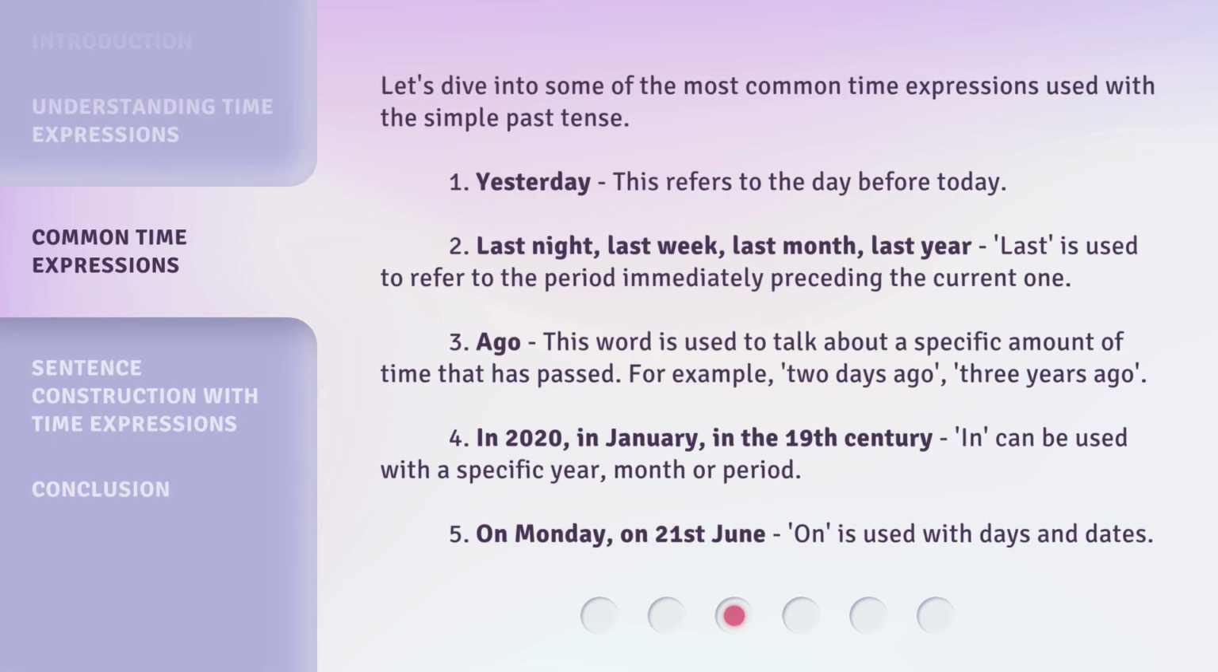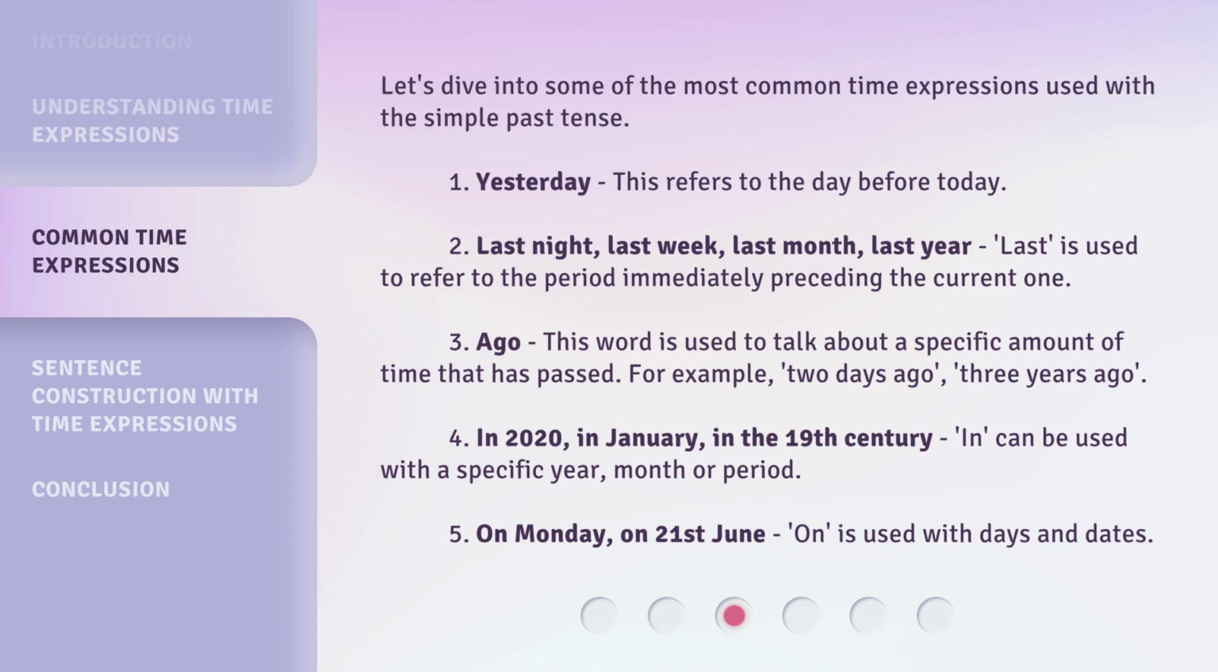Let's dive into some of the most common time expressions used with the simple past tense. 1. Yesterday. This refers to the day before today. 2. Last night, last week, last month, last year. Last is used to refer to the period immediately preceding the current one. 3. Ago. This word is used to talk about a specific amount of time that has passed. For example, 2 days ago, 3 years ago.